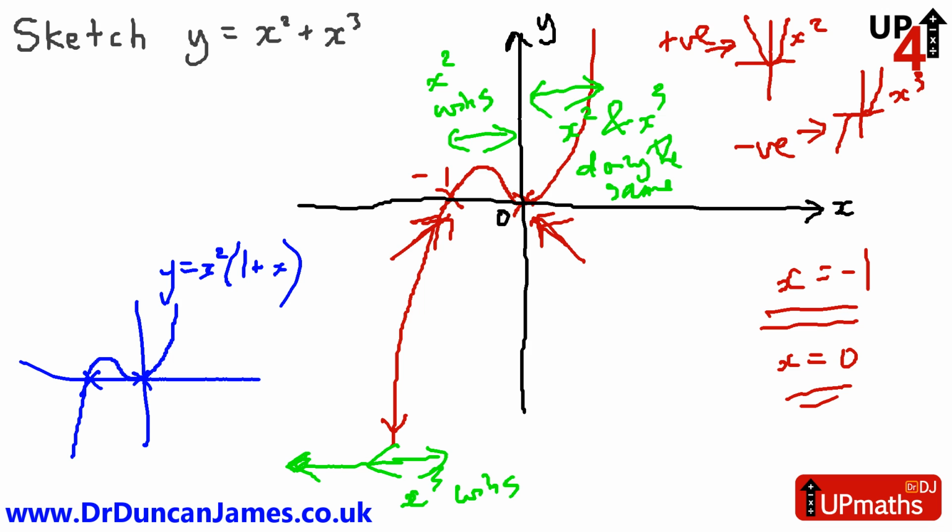Maybe that was useful, maybe that was just really confusing. Apologies if it was really confusing. But you can always just go back to the original method, which was here, which was we just treat it as a polynomial, factorise it, and you can sketch a graph.